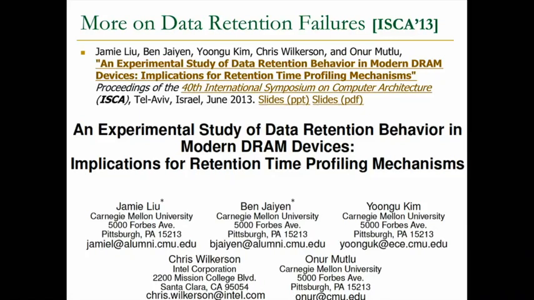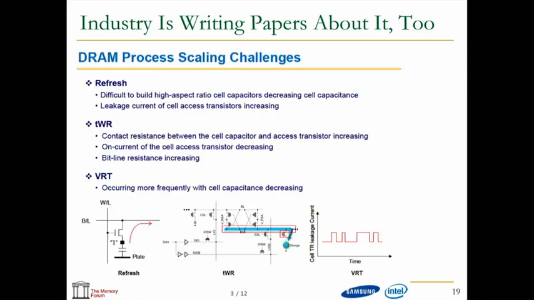But even then, the refresh rates are actually reducing. LPDDR4 used to be 64 milliseconds, the refresh rate. Today, it's 32 milliseconds. I think in some future generation, probably it's going to be 16 milliseconds, even though we're adding these error correcting codes inside the DRAM. As I said, industry is writing papers about it too. They also say that variable retention time is occurring more frequently with cell capacitance decreasing. So they basically validate what we said earlier than this paper.